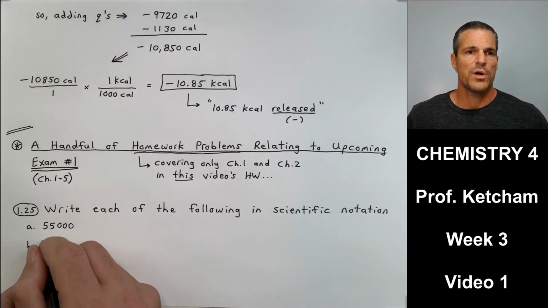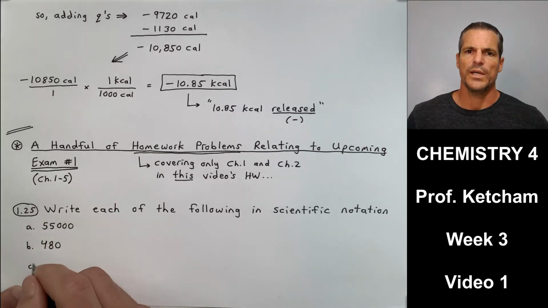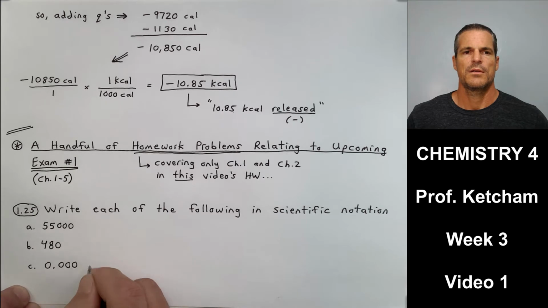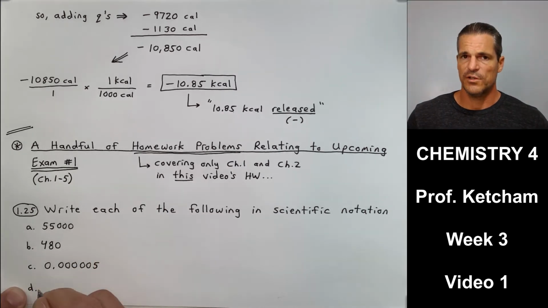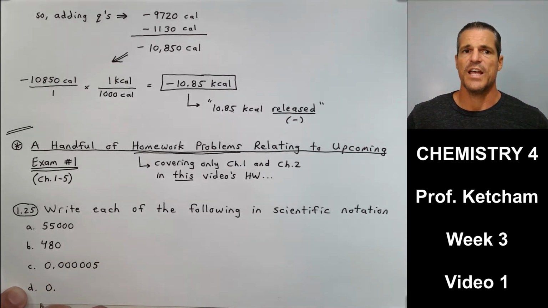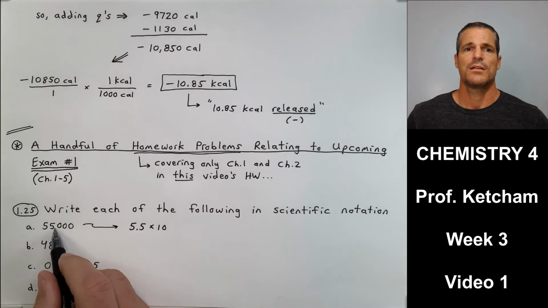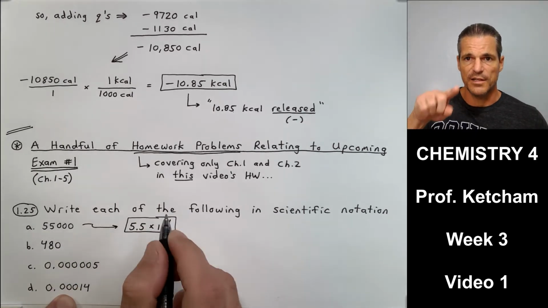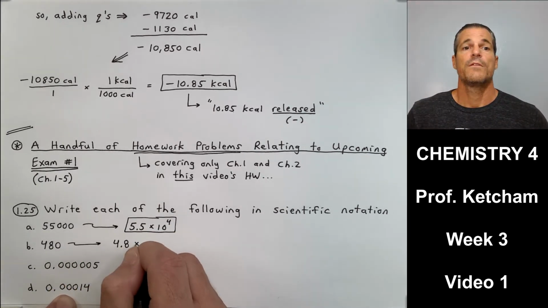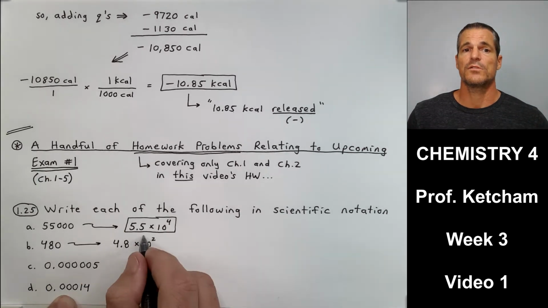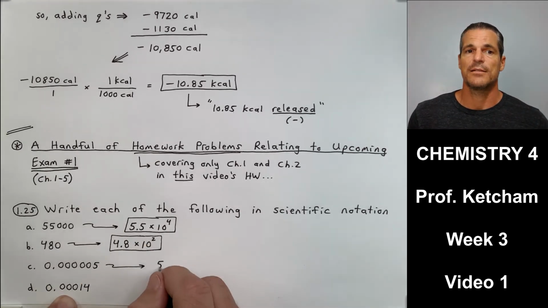So, chapter 1, number 25: write each of the following in scientific notation. Okay, look, I'm starting with a certain number of significant figures, right? So for A, 55,000, that's 2 sig figs. I have to write scientific notation in 2 sig figs. So it's 5.5 times 10 to the 4th. 480, 2 sig figs. So it's 4.8 times 10 to the 2nd.